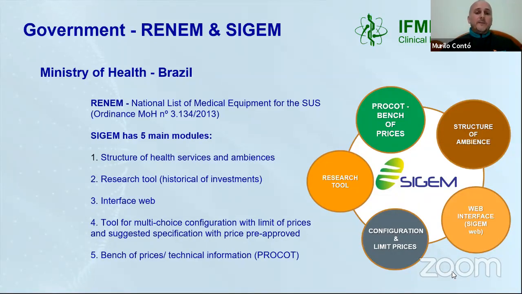Third, a web interface for technical and economic information consultation by the external public. Fourth, a tool for multiple choice configuration with limits of prices and some suggested specifications with a pre-approved price. And the last one, the bank of prices and technical information, obtained by a program that we created called PROCOT, in cooperation with national and international industries, to get the technical and economic information.